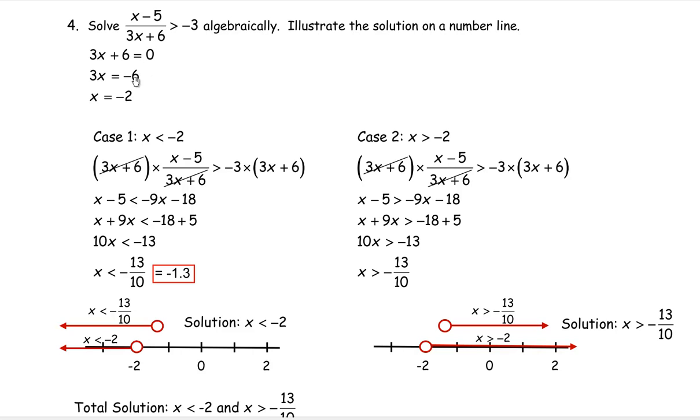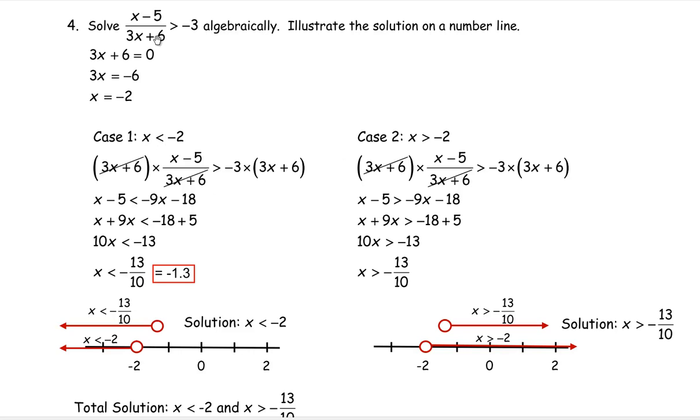So subtract 6 from both sides. 3x equals negative 6, and then divide by 3, and you get negative 2. Negative 2 is what makes that have a value of 0. So there's two cases here. We have to consider below negative 2 and above negative 2. So x is less than negative 2, x is greater than negative 2.